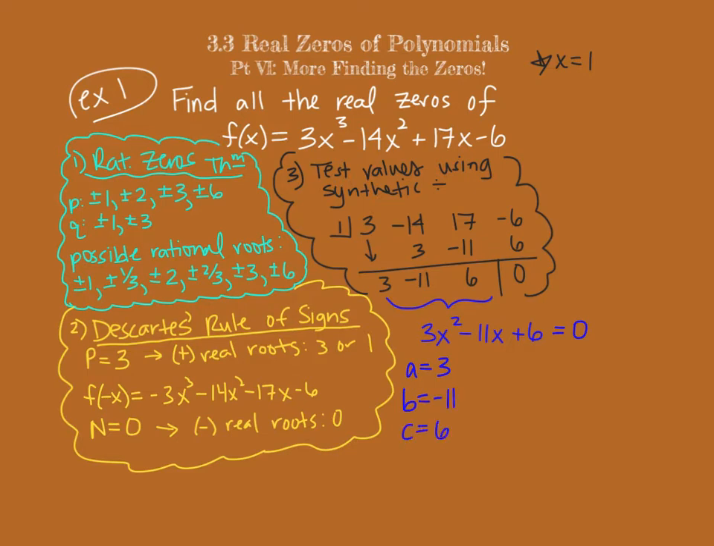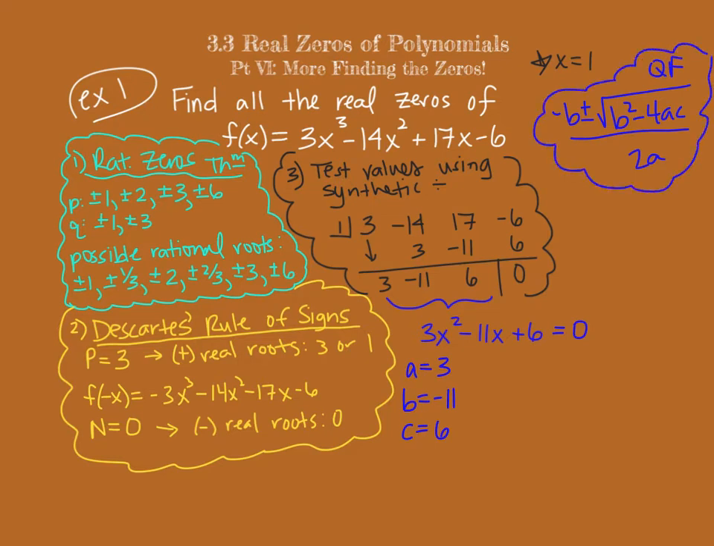And then the quadratic formula, if you recall, is the opposite of b plus or minus the square root of b squared minus 4ac all over 2a. That is our quadratic formula. If you don't have that memorized or written down somewhere where you can easily access it, please do. Okay, so we are going to use our quadratic formula.